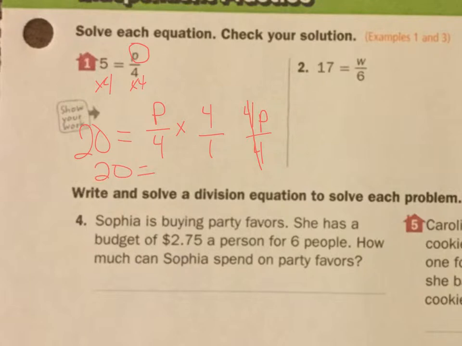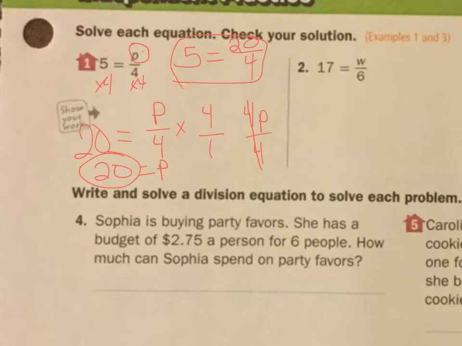20 equals p. And you want to show your steps. You want to show how you do this. Let's put this 20 back in the equation here. And instead of p, I'm going to put 20 there. So 20 divided by 4 is 5. It is. Okay, so I've checked it.